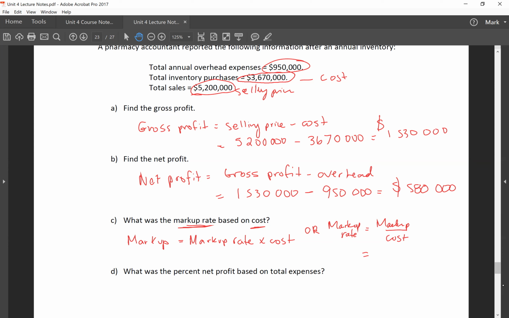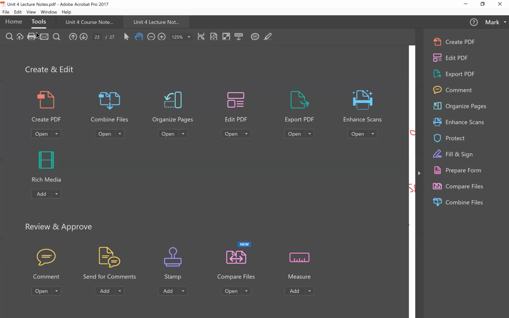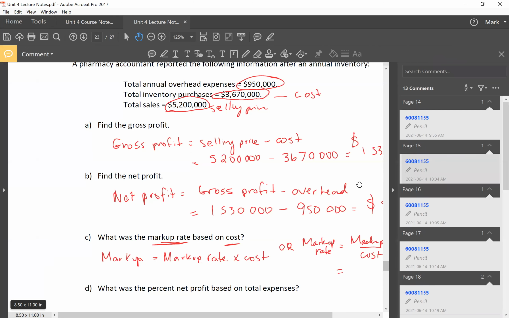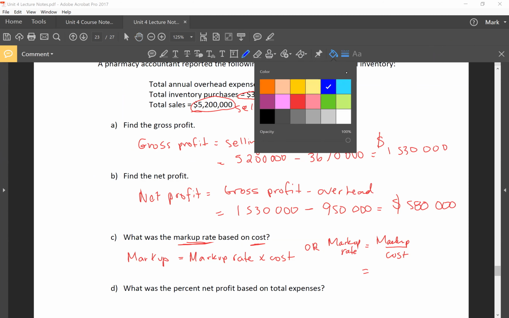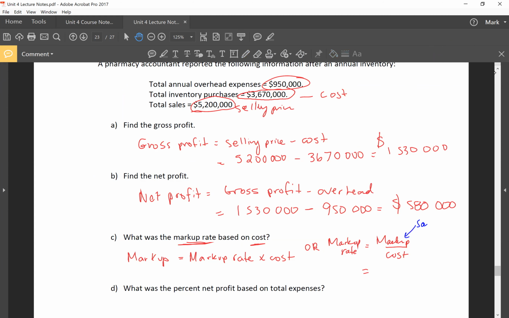Let me write this down too. Hold on, I just got to open up my pen. So we'll have different colors. Okay, sorry. Blue, what color will I pick? Let's go blue. So markup, same as gross profit.